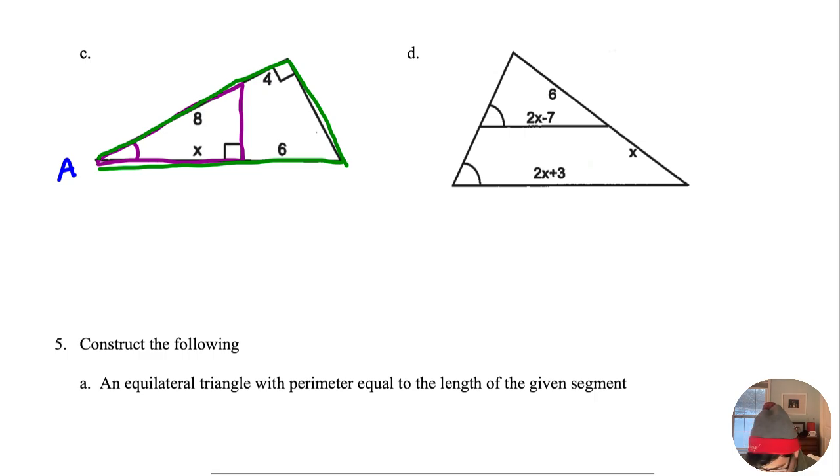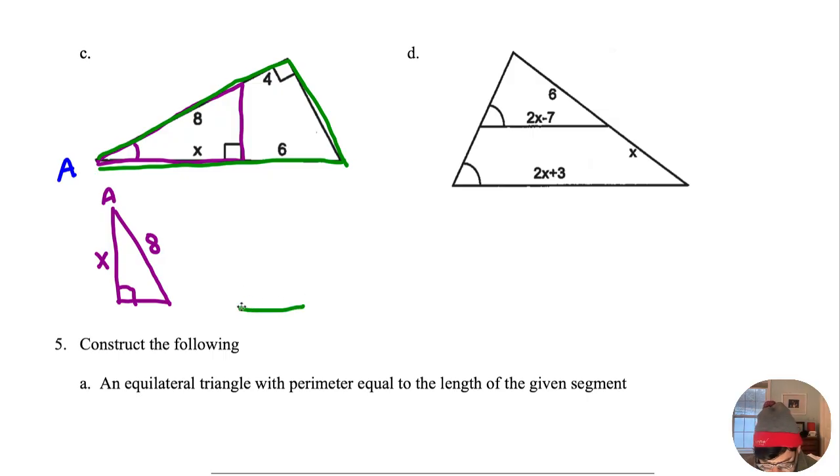So I still find that hard to draw, so I'm going to do that slowly. My purple triangle is smaller. I'm going to draw that first. There's my right angle, and like here's the peak of angle A. So this is the length of X, and the hypotenuse is 8. Okay, got that. Now I'm going to go to the green triangle, which is larger.